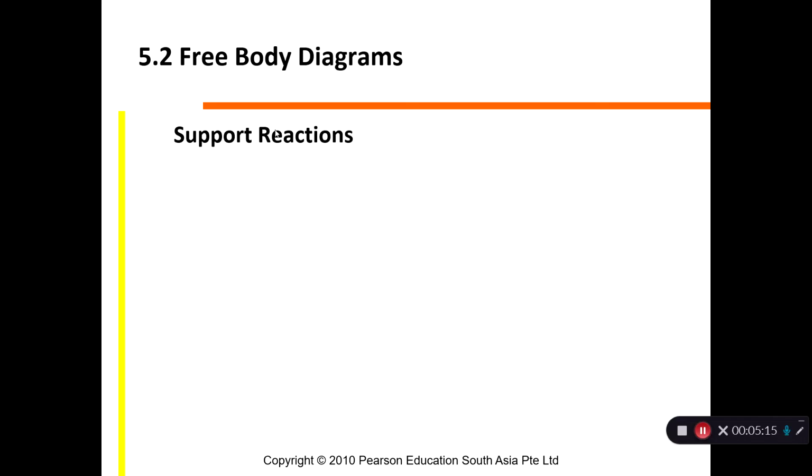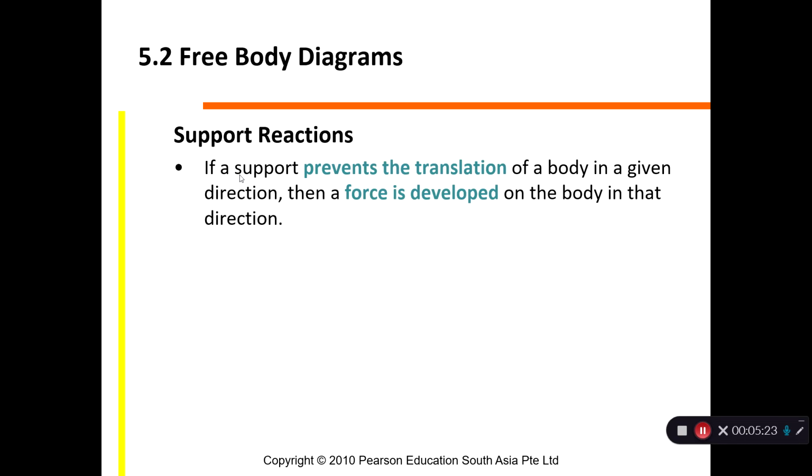All right, now let's look at the support reactions. What are the forces involved when you have a support? The rule is that if the support prevents translation of a body, let's pause there. Prevents translation means the support does not allow the body to move. Translation here is movement to the left, to the right, up, down. It prevents any movement of that sort in any given direction. Then a force will be developed in that direction.